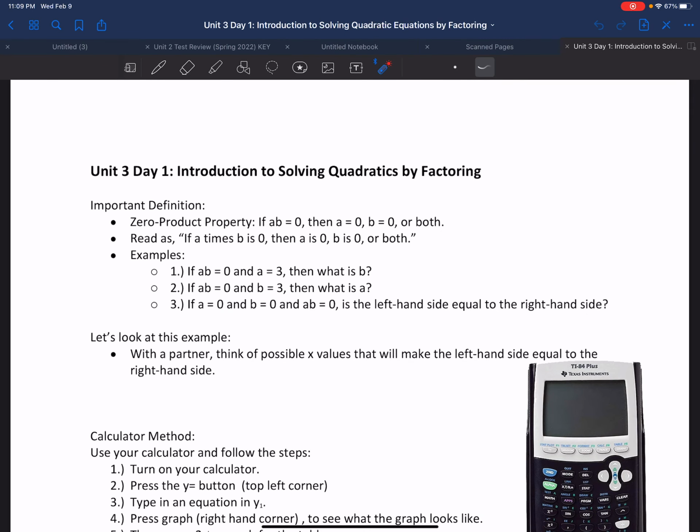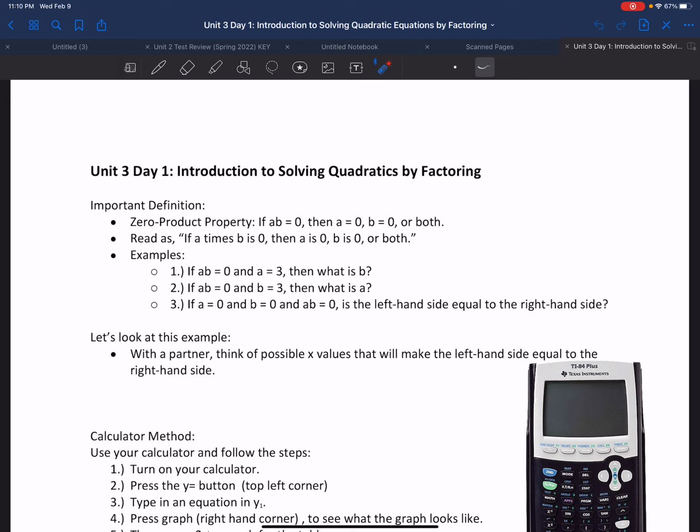Alrighty, welcome back. We're going to go ahead and talk about Introduction to Solving Quadratics by Factoring. One thing I want to note is this important definition here. It's called the zero product property, which says that if A times B is equal to 0, then A is equal to 0, or B is equal to 0, or both. And if you're having problems understanding what this means, I even wrote it right here for you, so you can read that statement much more clearly.